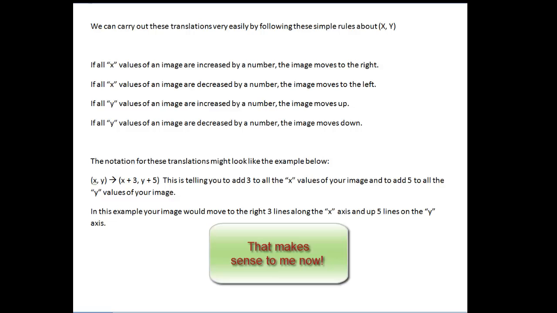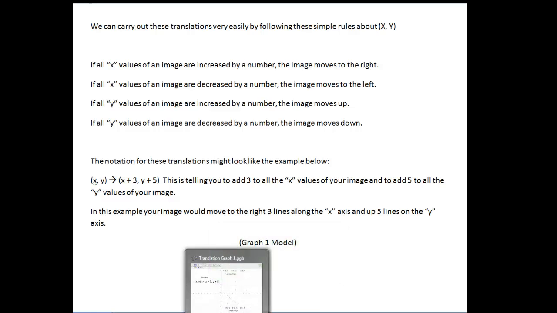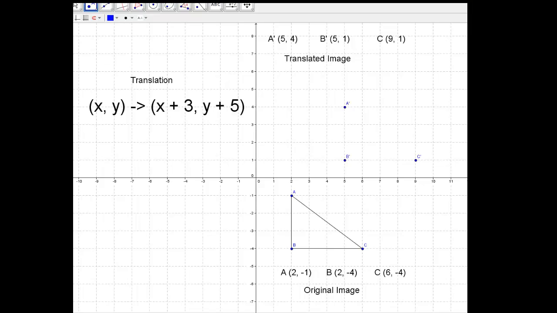The notation for these translations might look like the examples below, where they have the x, y value with the arrow moving towards, in this example, x plus 3, y plus 5. This is telling you to add 3 to all the x values of your image and to add 5 to all the y values of your image. In this example, your image would move up and to the right. And it would look like this.